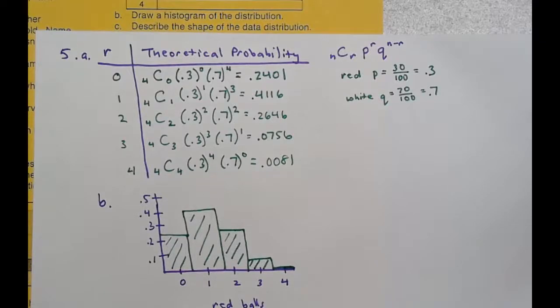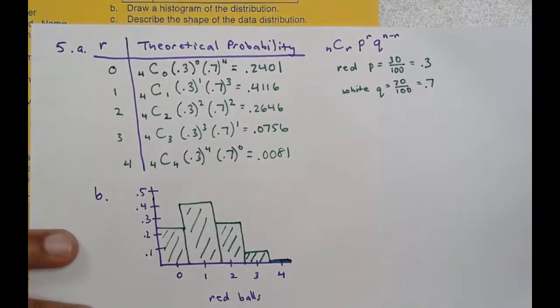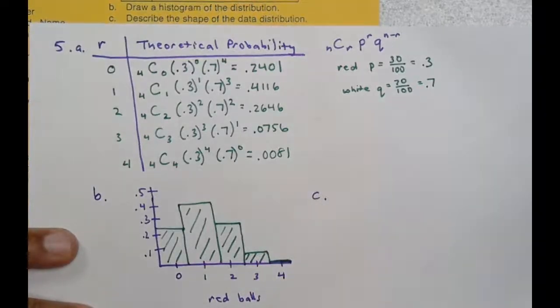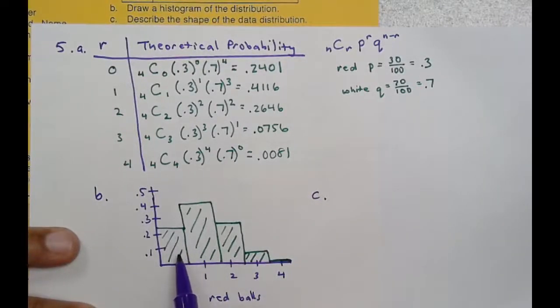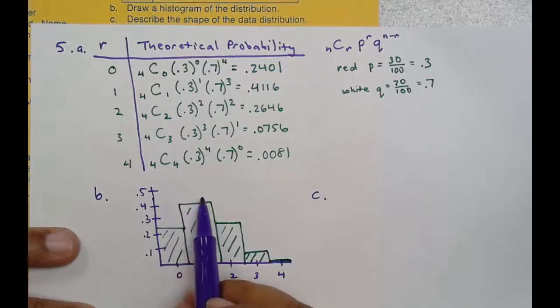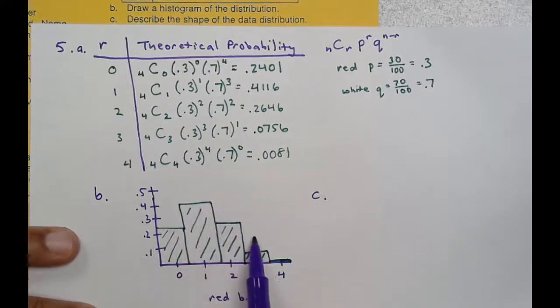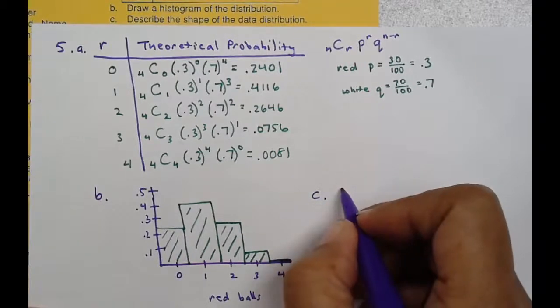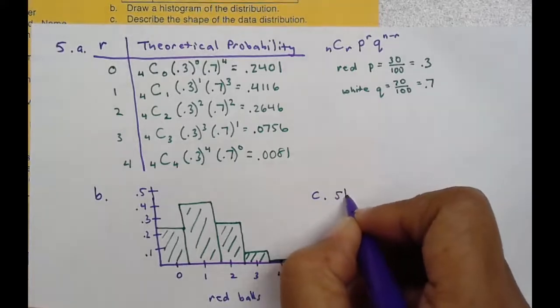Part C is asking us to describe the shape of this data distribution. I'm going to go ahead and put C over here so you can kind of see what's going on. Well, it does not look normal. It's actually pretty high up in this region, and it kind of tapers off here. So I'm going to have to say this looks pretty skewed, and the tail end is on the right side. So I'm going to say skewed right.